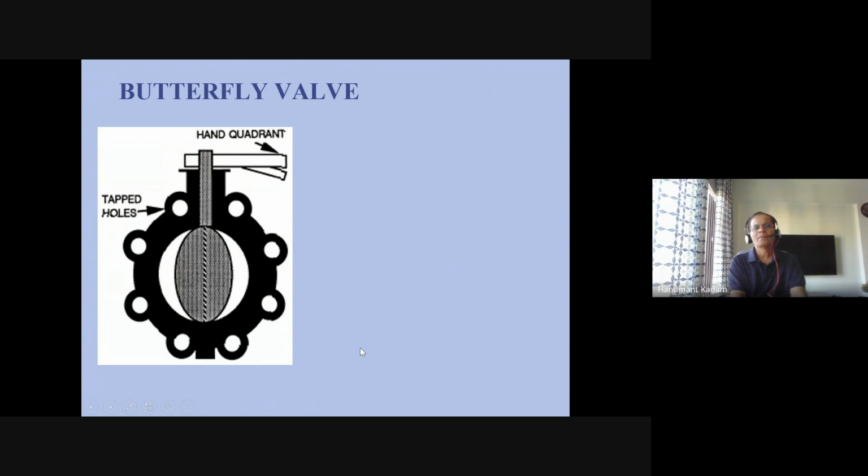Then the butterfly valve. That actually it's a disc. Normally it is used for slurries. Slurries means mud and all. So these are hand operated valves. To avoid choking, this type of disc is there.